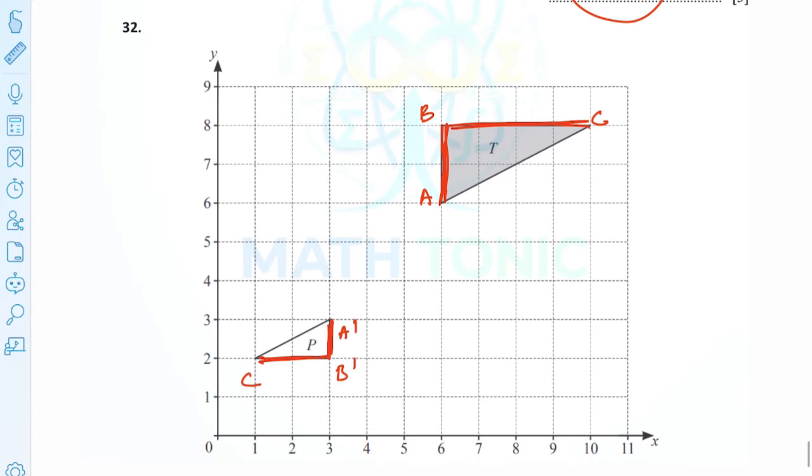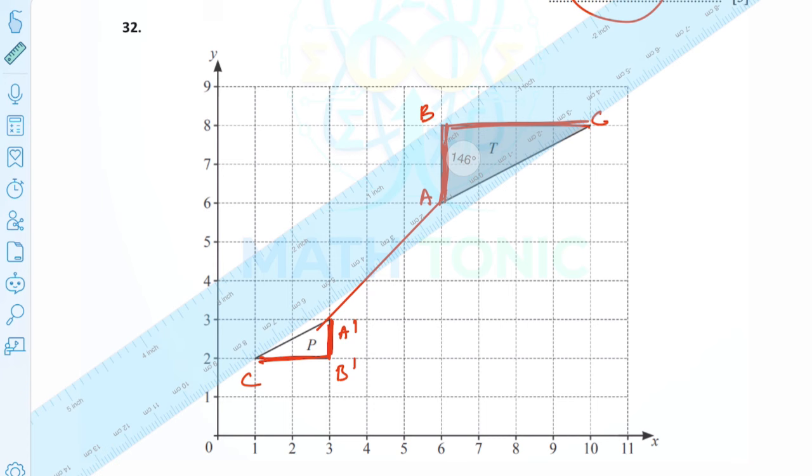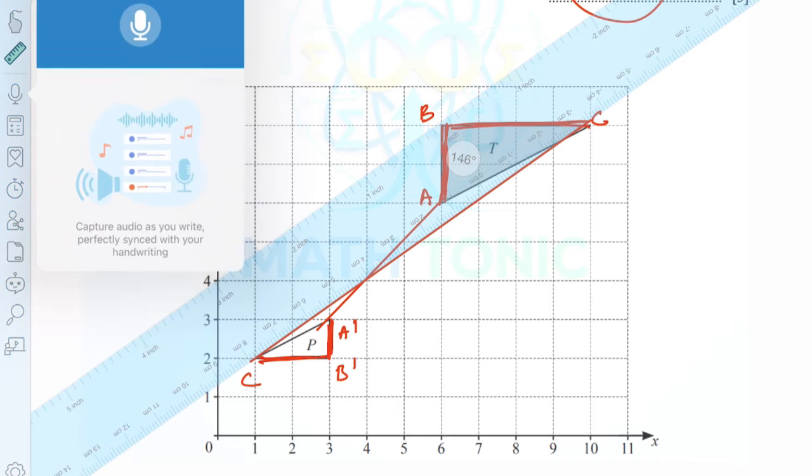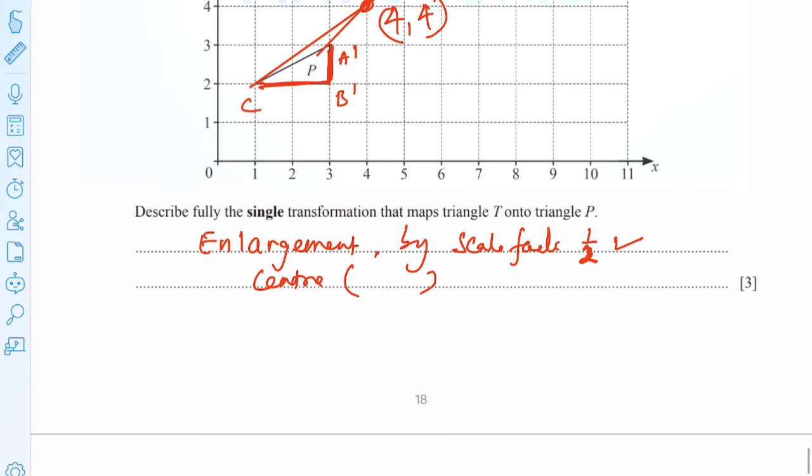To draw this one, we will take the help of the ruler. So try to join the corresponding points. That means A and A as well. Are you getting it? So any two will be okay. And for example, I'm trying to join C and C as well, right? So if I try to do this, check this, right? At this point I'm getting 4, 4. This is called the center of enlargement. So this will be the center of enlargement.